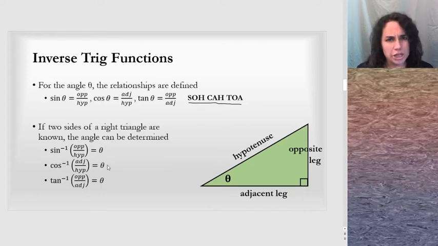And they kind of undo this ratio, right? A ratio of opposite over hypotenuse has to correspond to a certain angle, has to. And so we can use this in our calculator in order to calculate angles.